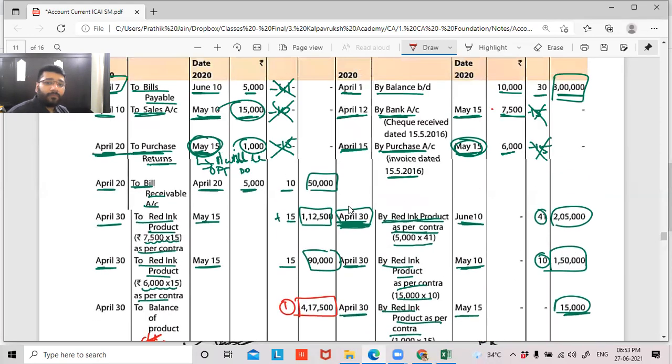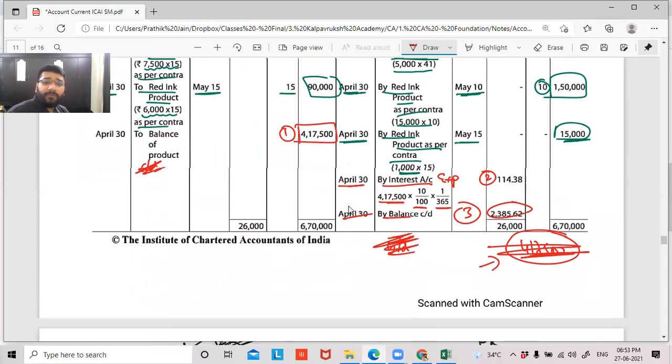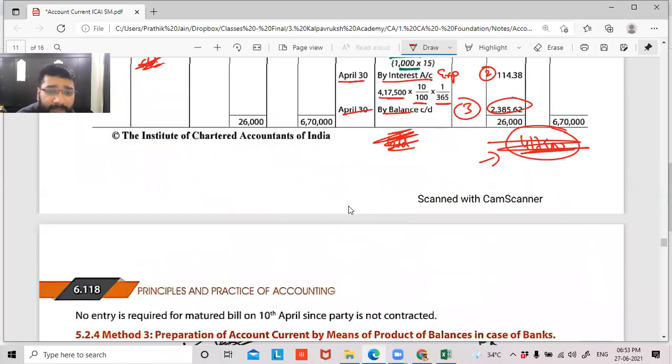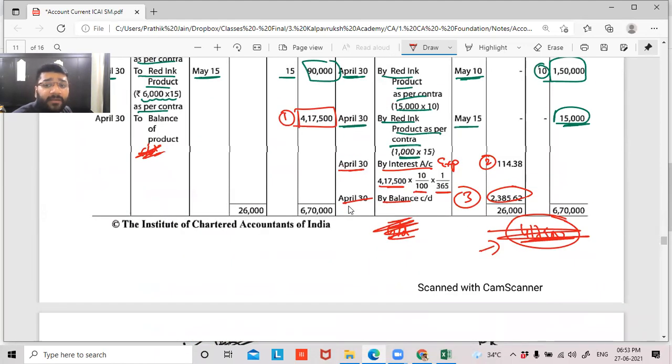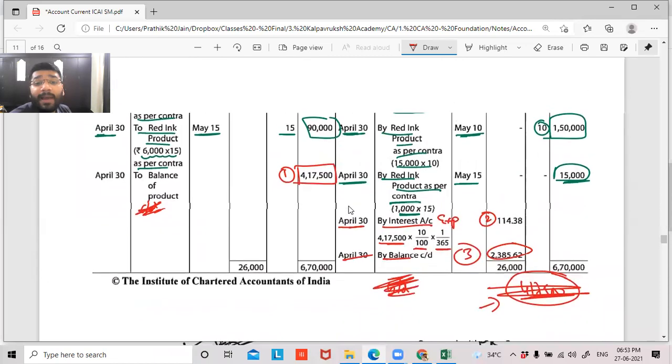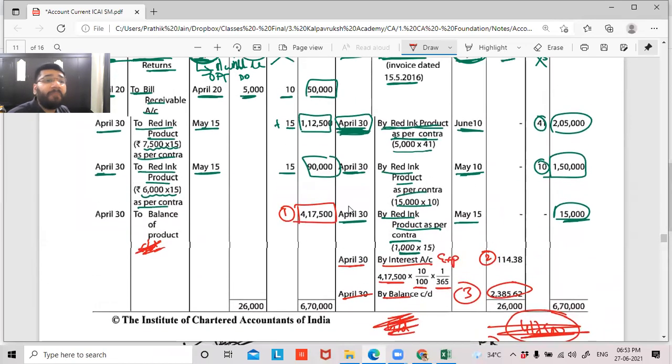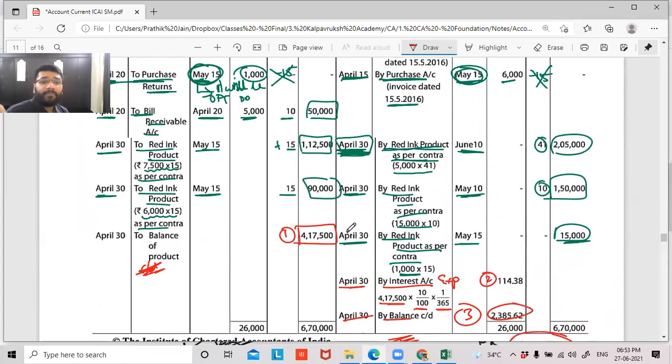Yes, sir. And without forgetting, bring this balance down, guys. This will be carried forward. 2386 will be the balance brought down on 1st of May. So with this, we complete the red ink interest concept, guys. Tell me any difficulty in this.